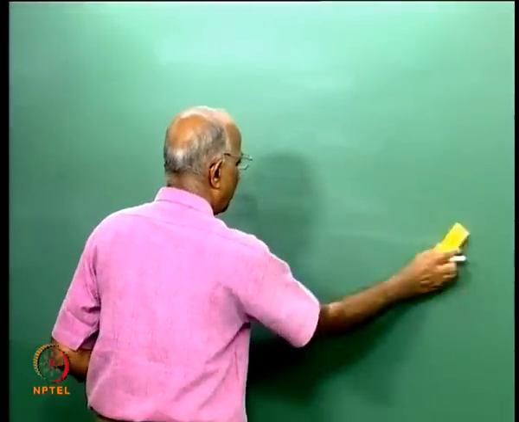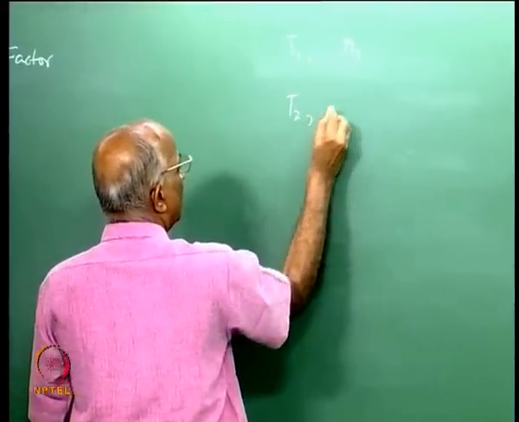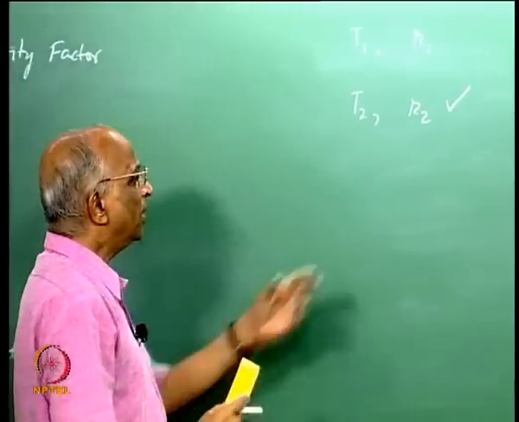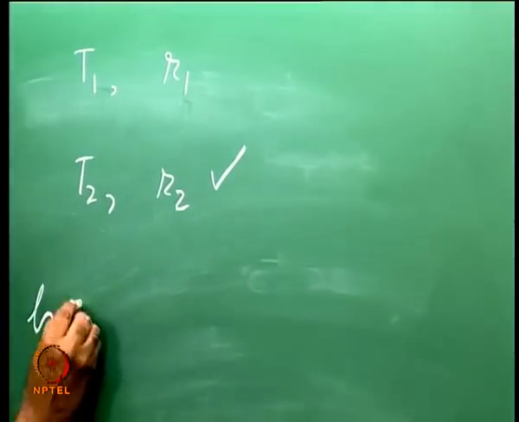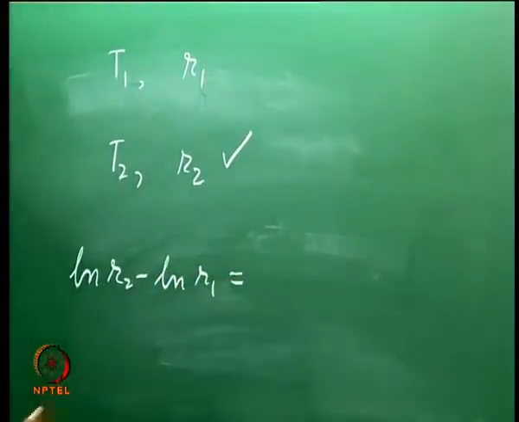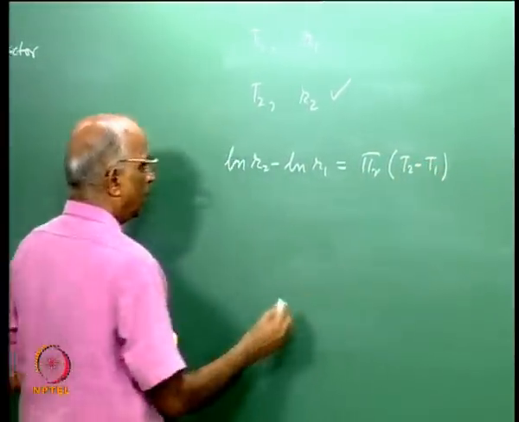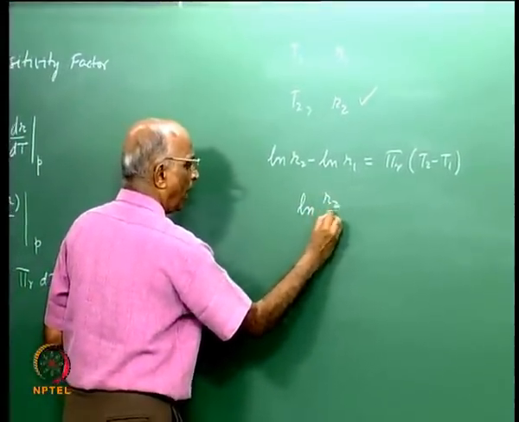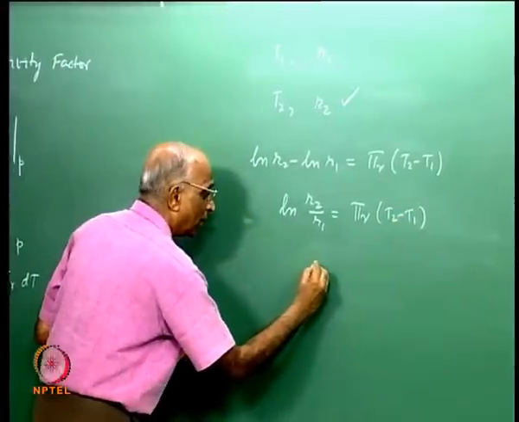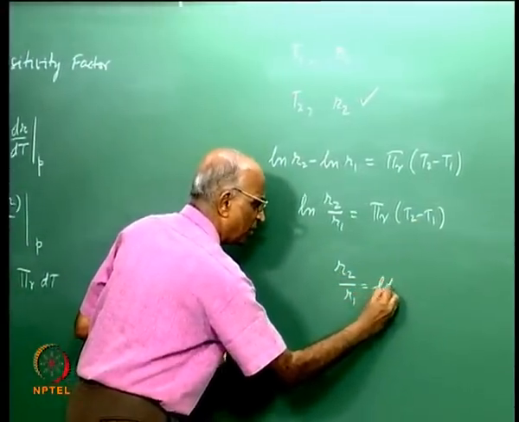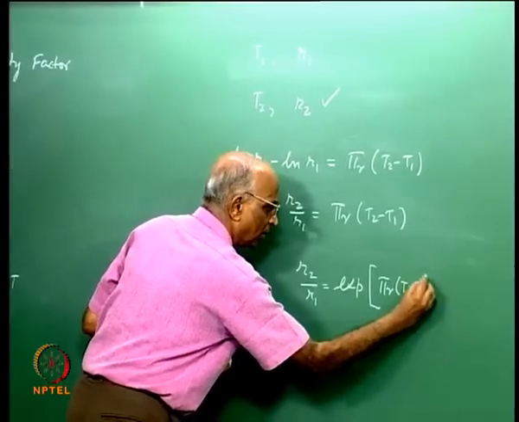Let's say I do two sets of experiments. I have at temperature T 1, the burn rate is R 1, at temperature T 2, the burn rate is R 2, and I am interested in finding out the burn rate at temperature T 2, and therefore I just integrate this. I get ln R 2 minus ln R 1 is equal to pi R into T 2 minus T 1. ln R 2 minus ln R 1 is ln of R 2 by R 1, equal to pi R into T 2 minus T 1, or rather I get R 2 by R 1 is equal to e to the power of pi r into T 2 minus T 1.